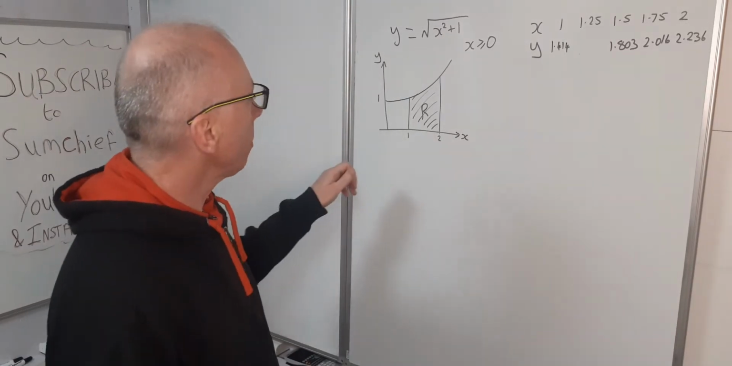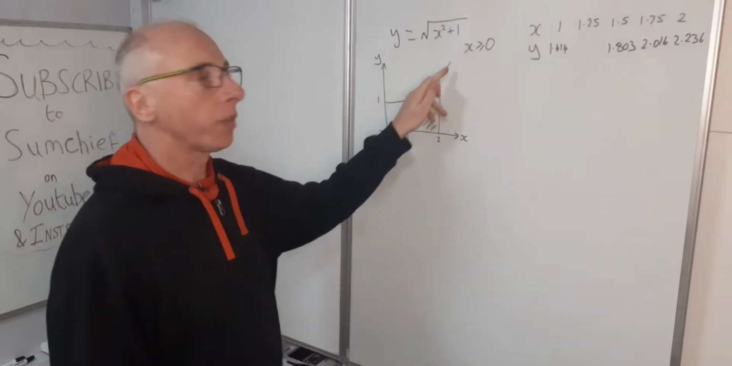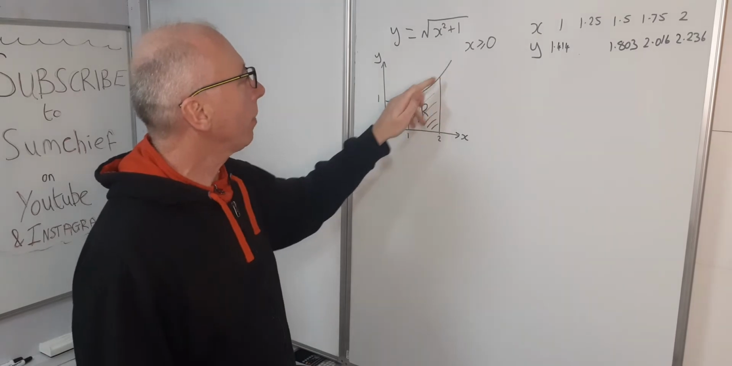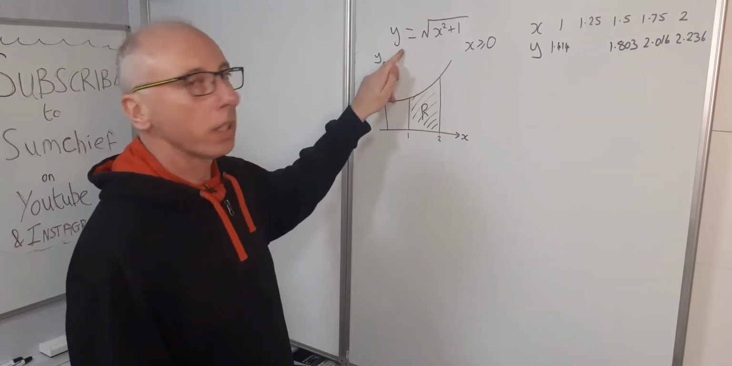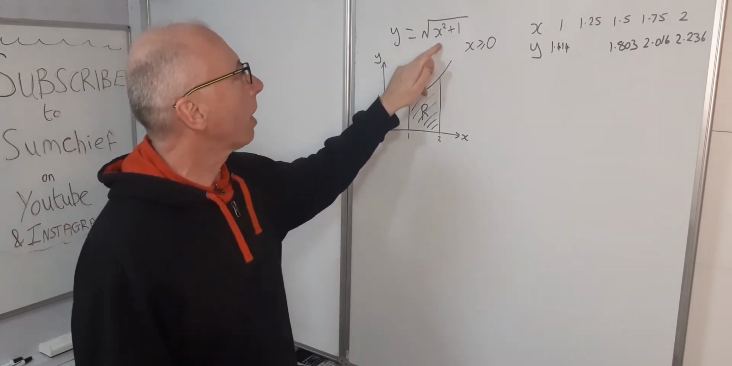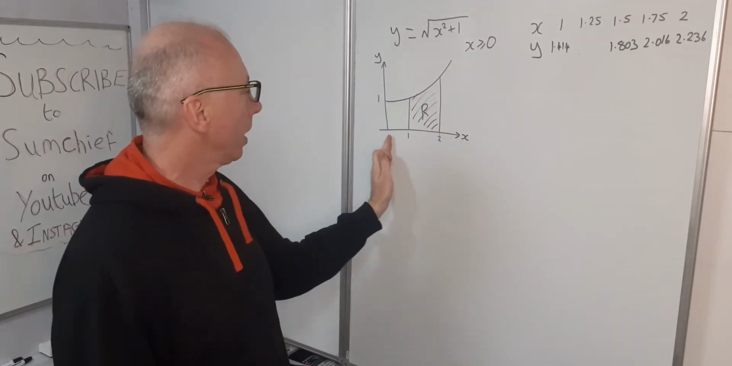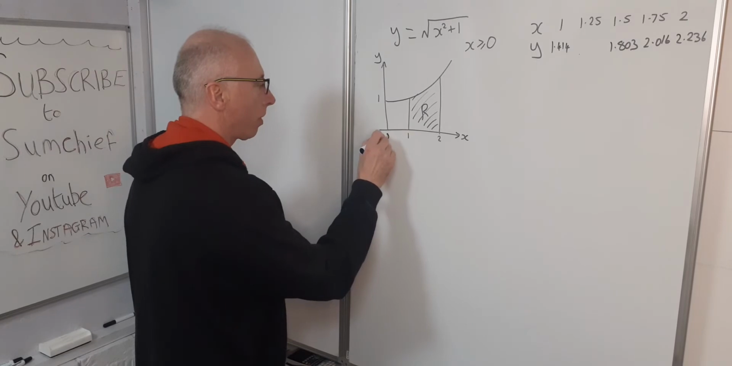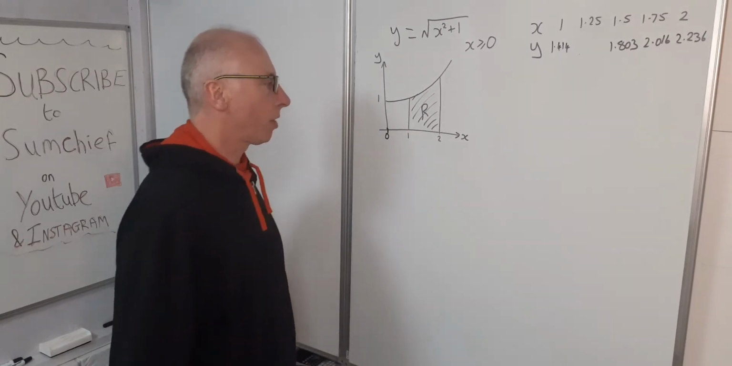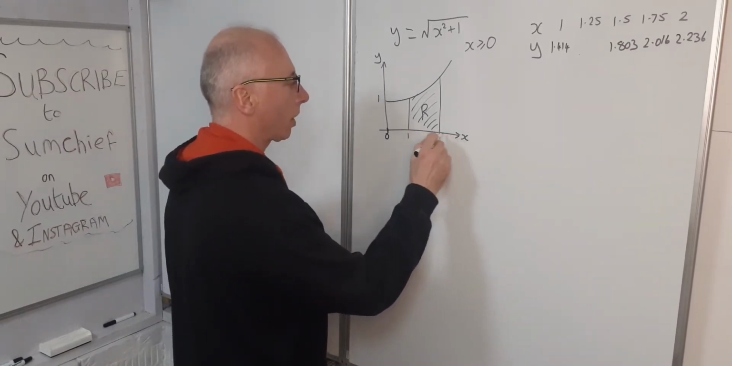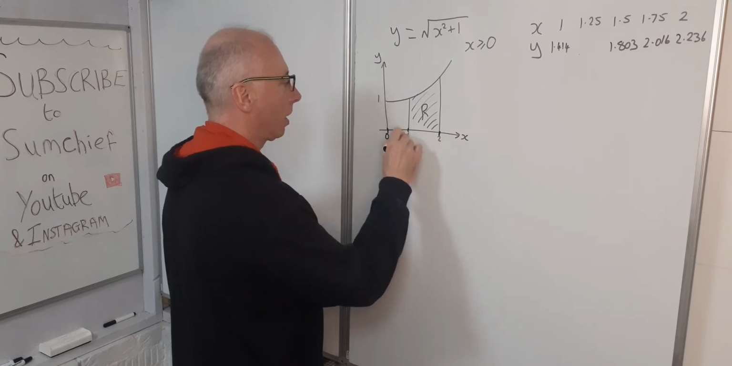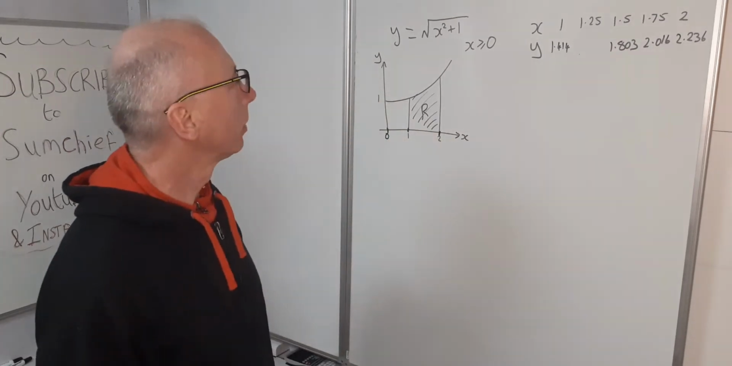Okay, so in this video we're given this curve here, and the graph of this curve is found by this formula: y equals square root of x squared plus 1, where x is greater than or equal to 0. As we can see, if we put a 0 in there, that's where the graph starts from, and it goes all the way along here, but we're interested in this bit here from 1 to 2.